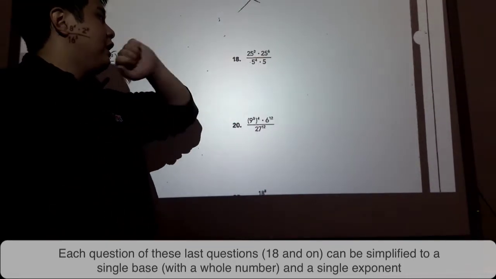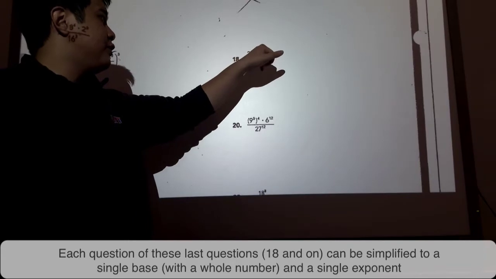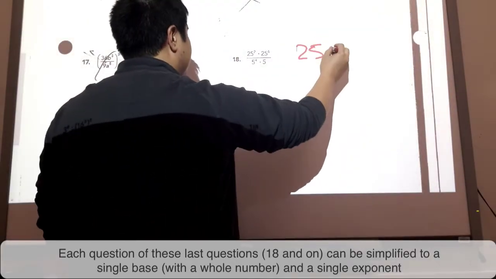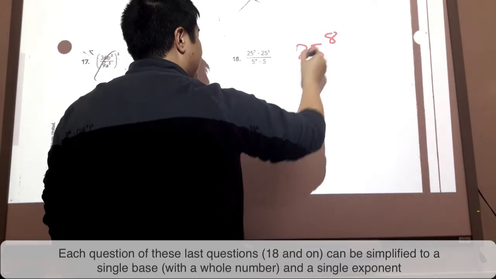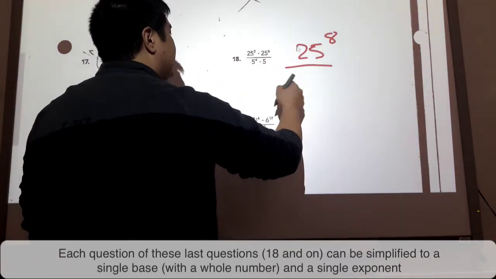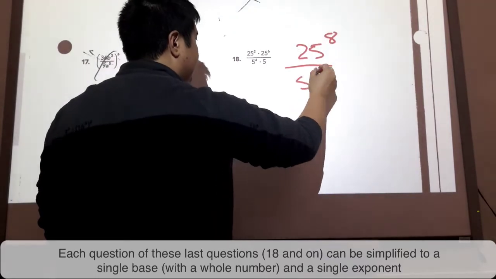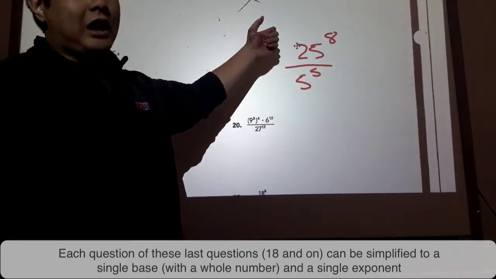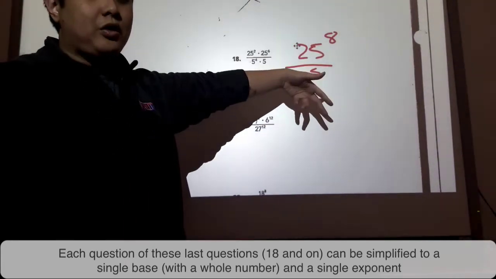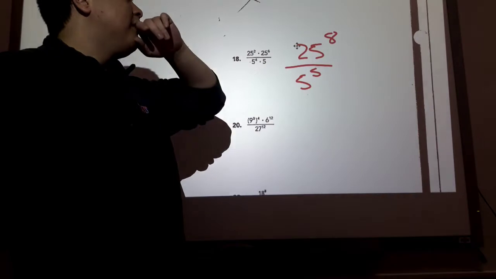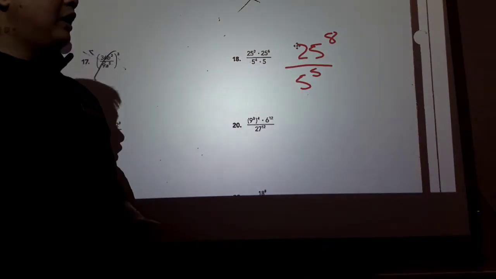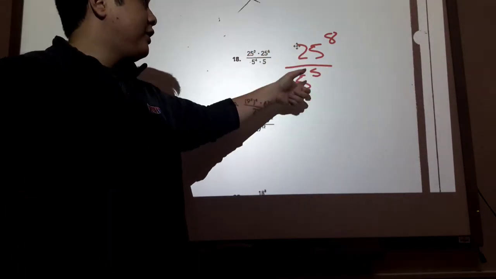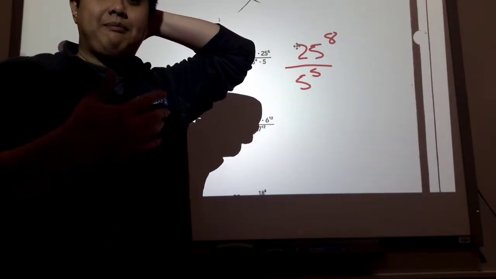We have right here 25 to the 2nd times 25 to the 6th. We're going to simplify that and we'll just make it 25 to the 8th power. We have 5 to the 4th times 5, which gets us 5 to the 5th. Now our problem starts right here in the fact that these are not common bases, so we can't use our quotient property. Okay, so in this case, we need to figure out how to change one of these numbers so that we have the same base.